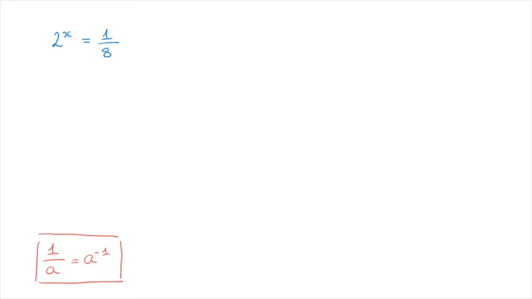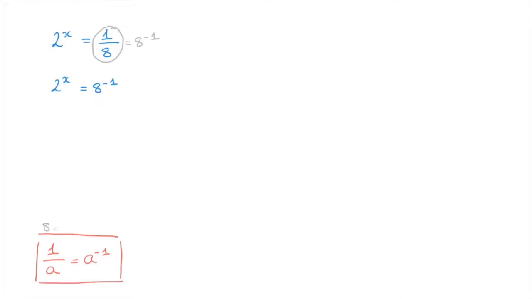And so using this result, we can rewrite 1 over 8 as 8 raised to the power of negative 1. So our equation becomes 2 to the power of x equals 8 raised to the power of negative 1. Now that that's done, this exponential equation is a little bit more approachable. Indeed, on the left-hand side we have a power of 2, and on the right-hand side we have a power of 8. So to solve this, we're going to rewrite this 8 as a power of 2.